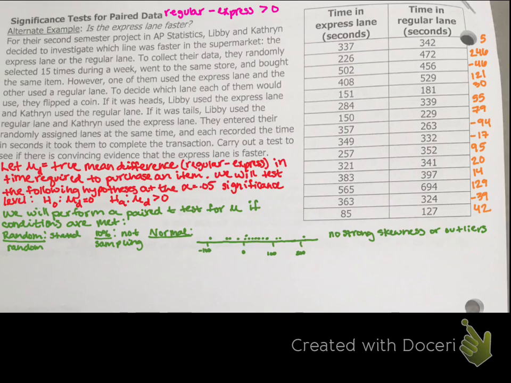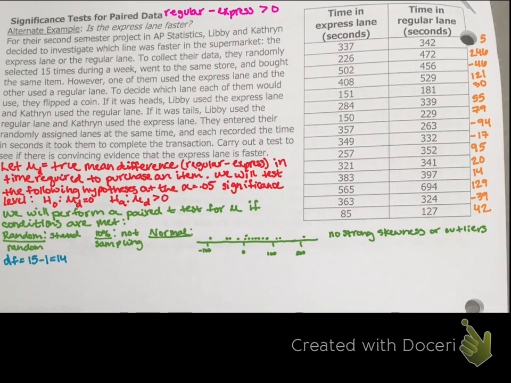There does not appear to be any strong skewness or outliers. But again, if I thought there was strong skewness or outliers, I would say, I think there's strong skewness or outliers, therefore I will proceed with caution. But go ahead and finish the test out. Okay? Alright, so here we go.